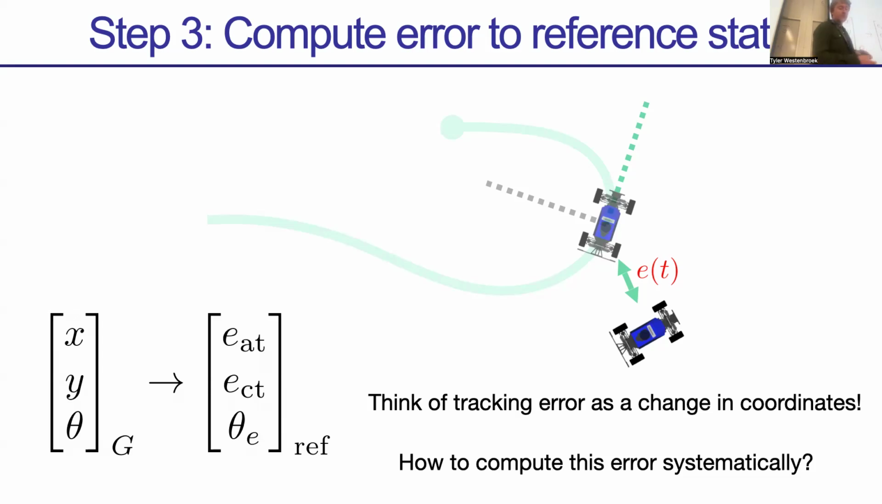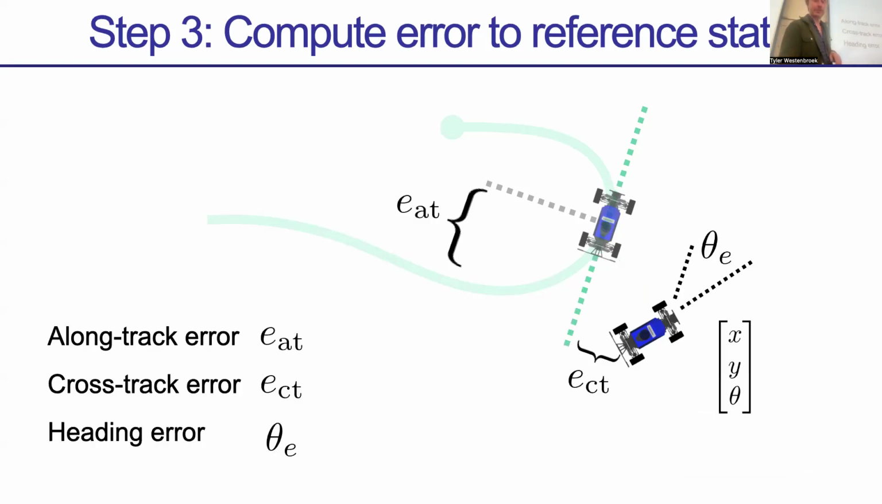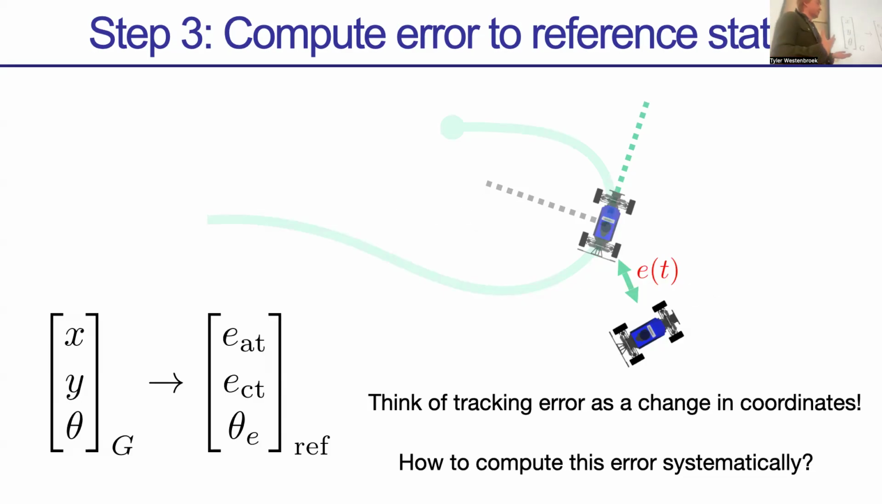And we transformed them to, maybe let's jump back here for a second, this new set of coordinates, which instead of X, Y, heading are now defined in terms of EAT, ECT, and my heading error. So the way you want to think about constructing these tracking errors is really performing a change of variables, or a change of coordinates, for your system.